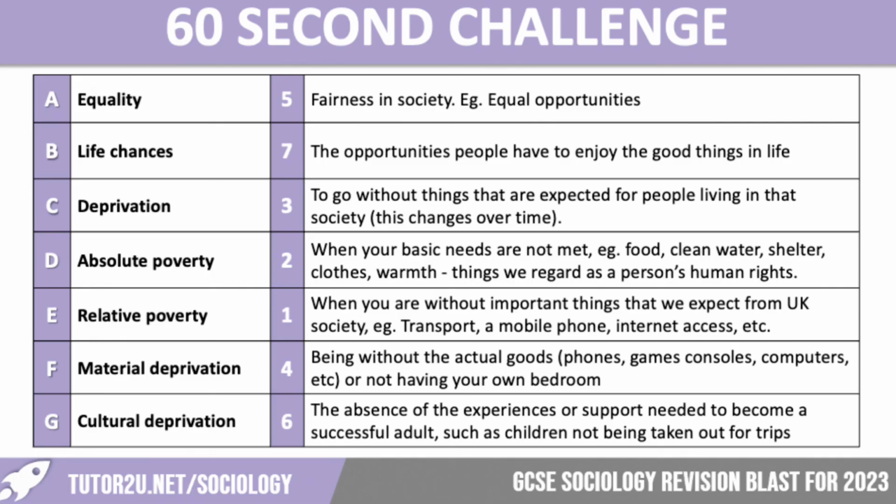F4 is material deprivation, being without the actual goods, so for example a phone, games consoles, computers, etc., or not having your own bedroom. And G6 is cultural deprivation, so the absence of the experiences or support needed to become a successful adult, such as children not being taken out on trips.